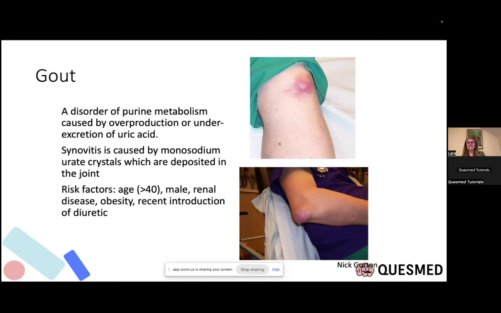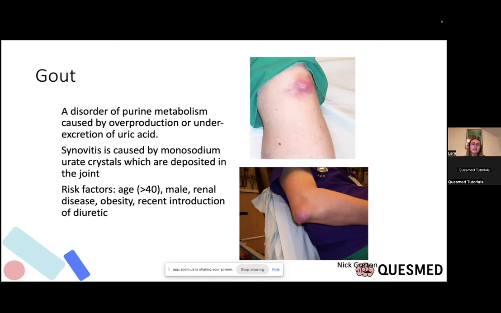Excellent. Yes. Okay, good. Someone has put, is this tophaceous gout? Yeah, exactly. This is tophaceous gout. Again, it's unlikely that you'll get it, but I can imagine you could get this photo in an exam and you could be like, blimmin' hell, I have no idea what that is.